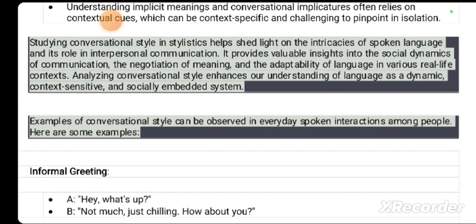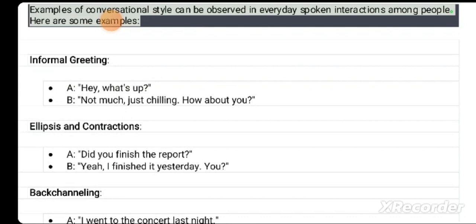Studying conversational style in stylistics helps shed light on the intricacies of spoken language and its role in interpersonal communication. It provides valuable insights into the social dynamics of communication, negotiation of meaning, and adaptability of language in various real-life contexts. Analyzing conversational style enhances our understanding of language as a dynamic, context-sensitive, and socially embedded system. These are some of the rules when you are especially studying conversational style. Here are some examples of conversational styles which you should be familiar with.